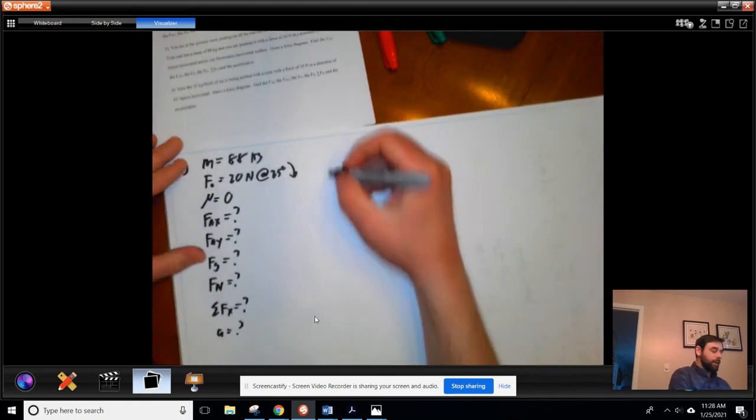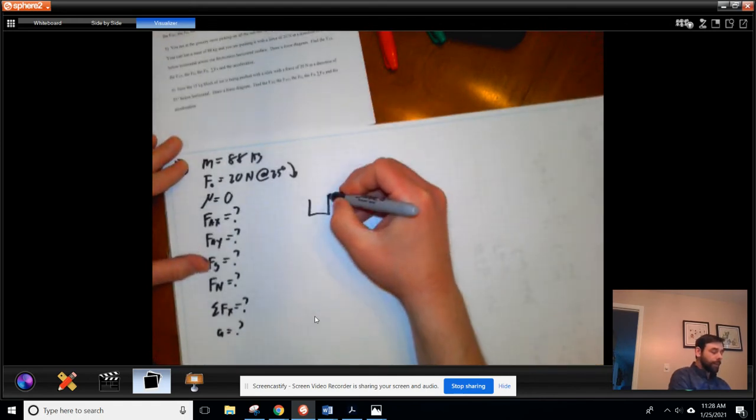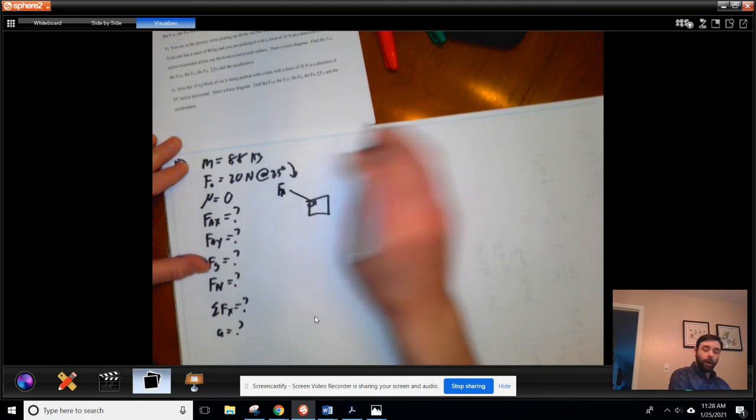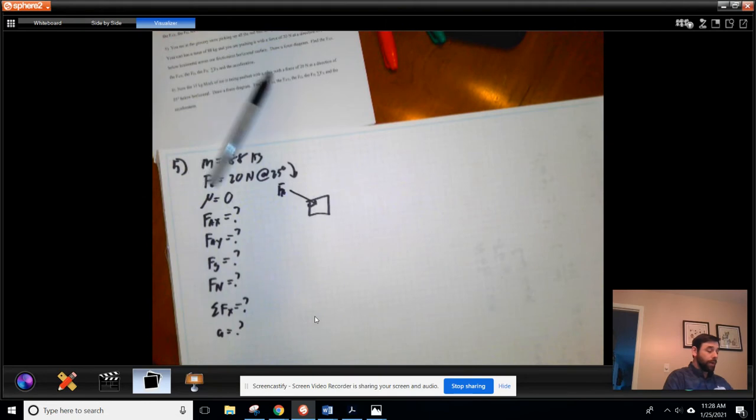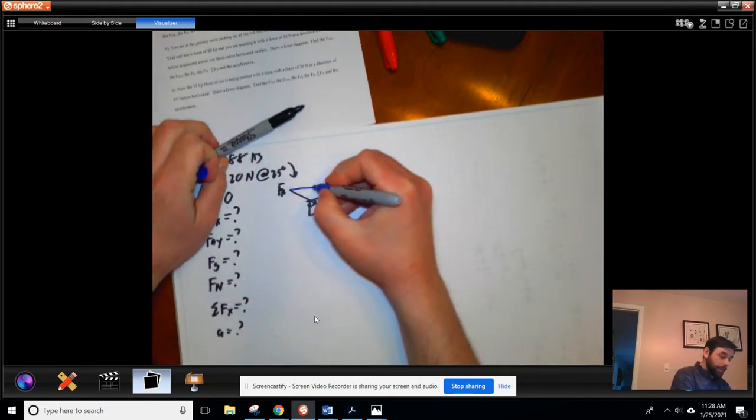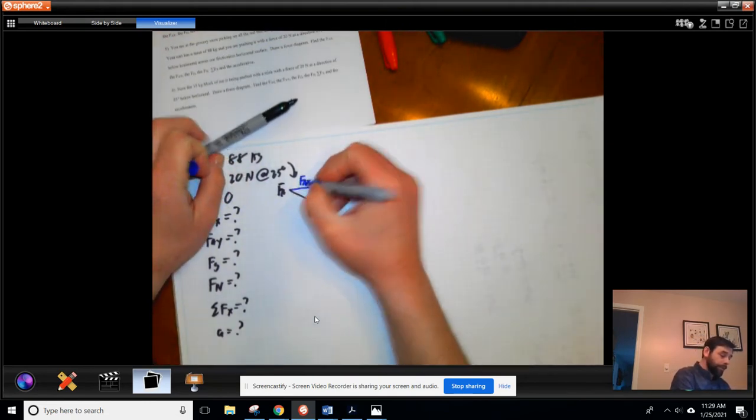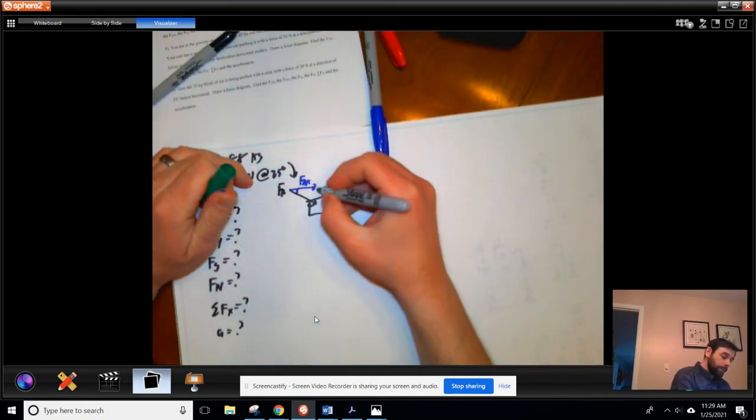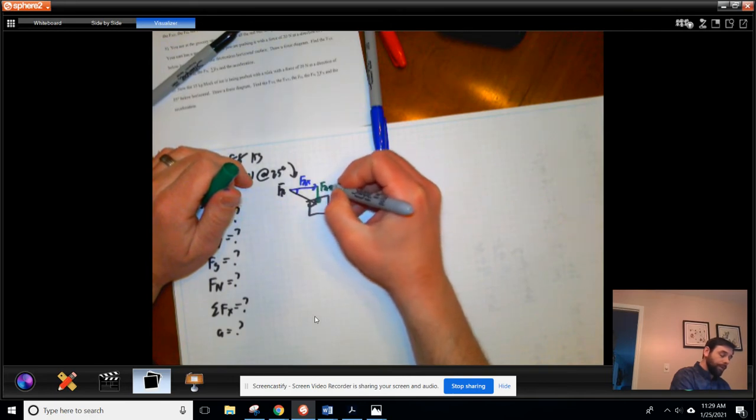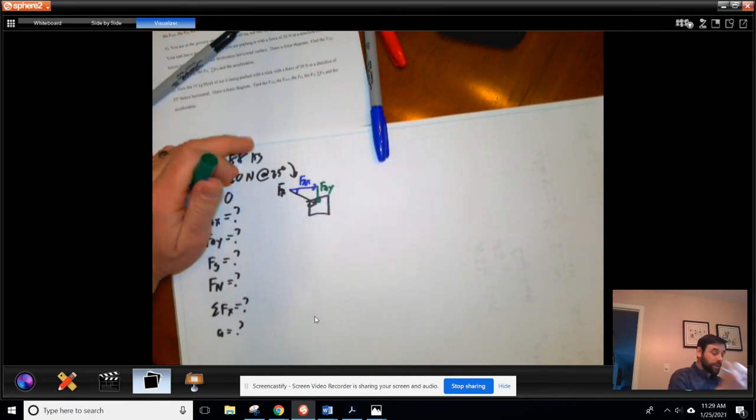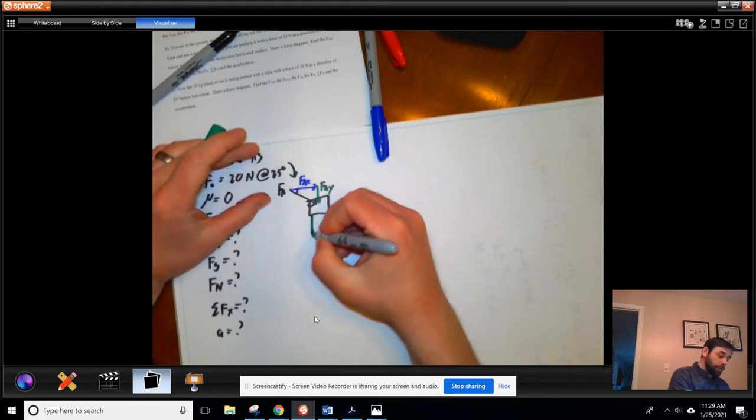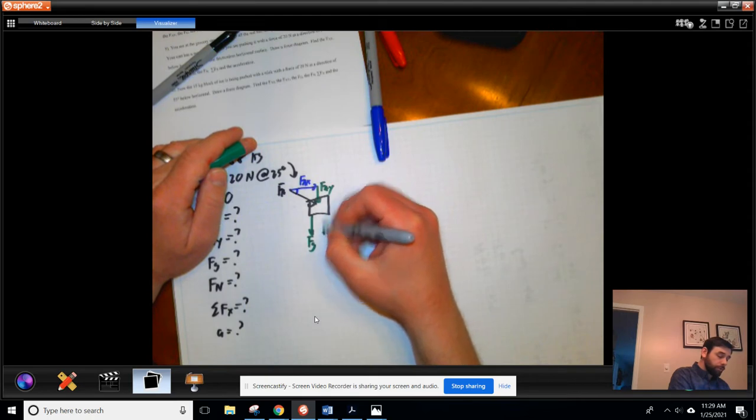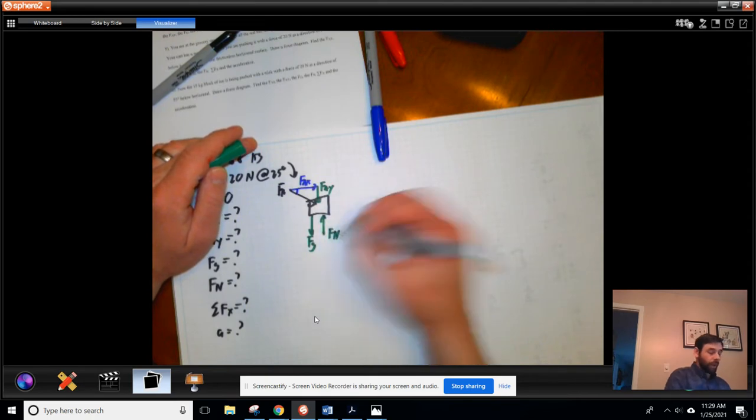Okie dokie. So, that's my shopping cart. I'm pushing like that. FA. All right, now that force applied is going to be broken into its components. We have an FAX, because our angle is right there, and we have an FAY. Now, other forces acting, as usual, we have a force of gravity pulling downwards, and I got a normal force pushing upwards here. Okay.